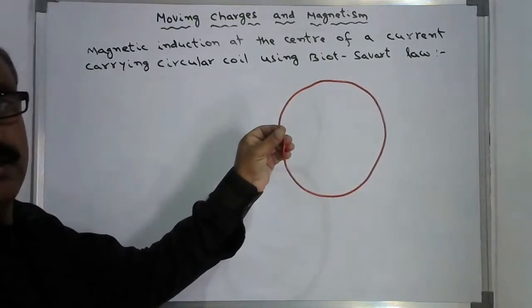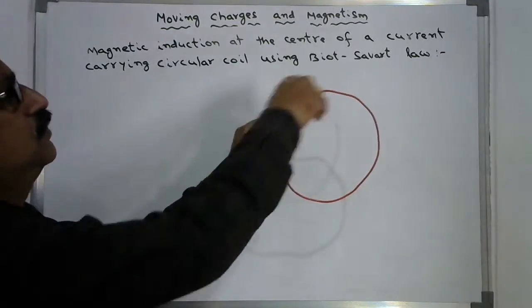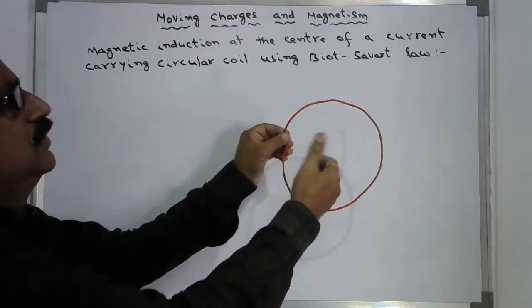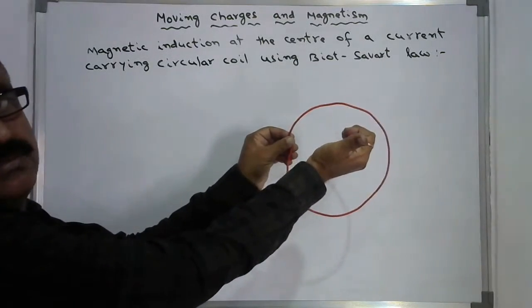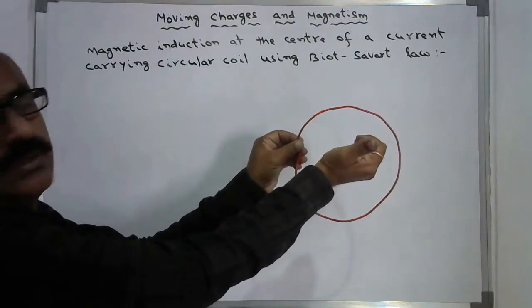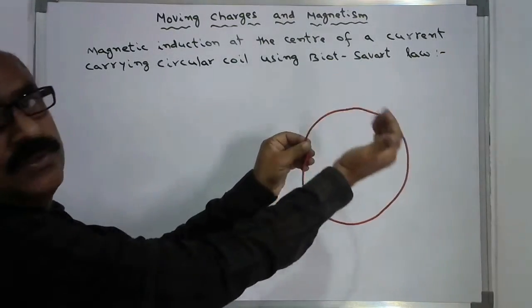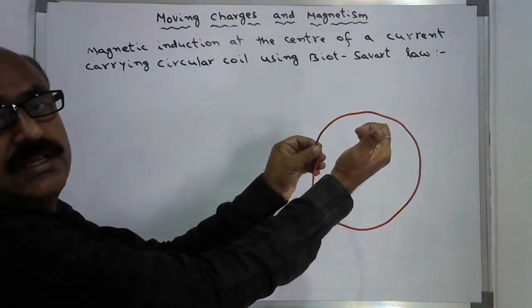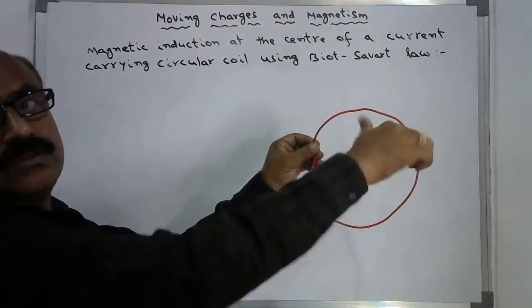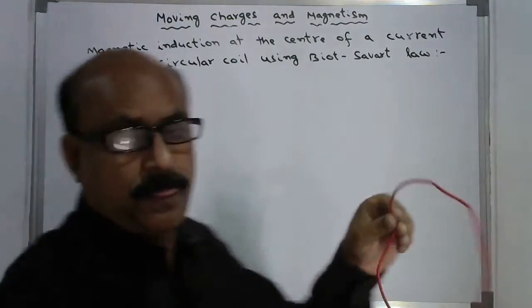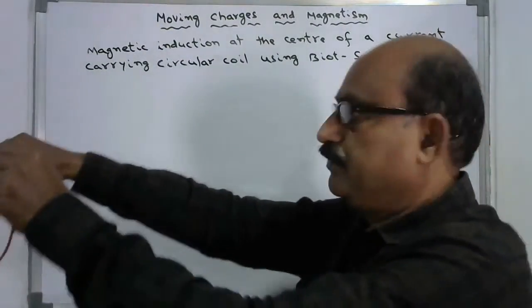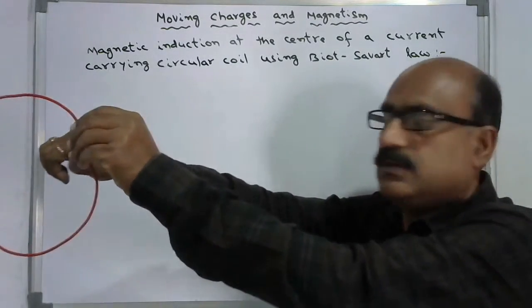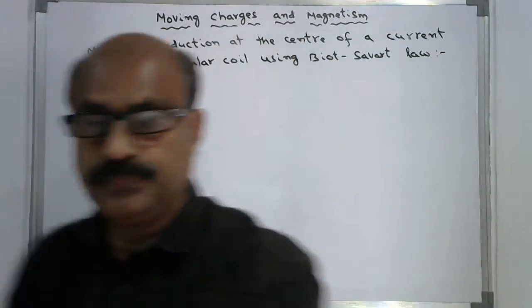Again, if current is passing through the circular coil, it produces a magnetic field. Again you can apply the thumb rule: the curling of the fingers gives the direction of current and the thumb gives the direction of the field. Suppose you just imagine that. So this is the way in which I just write here, like this.